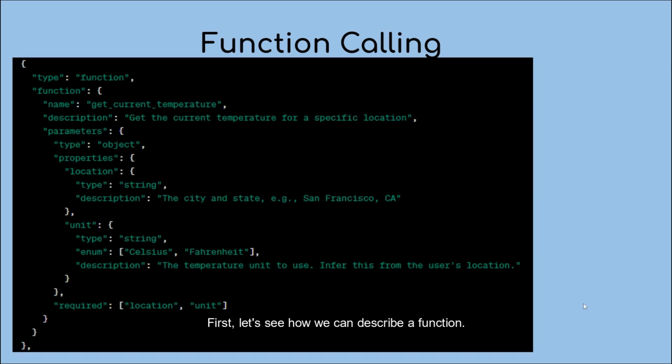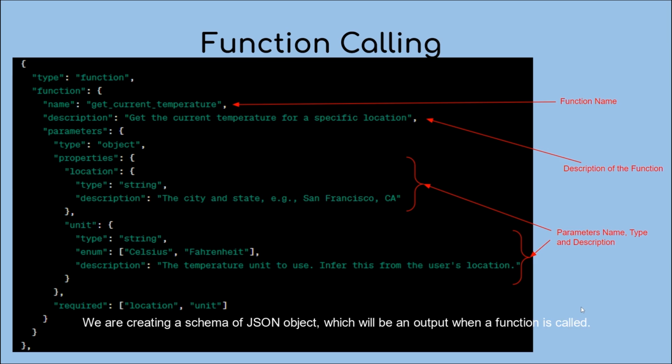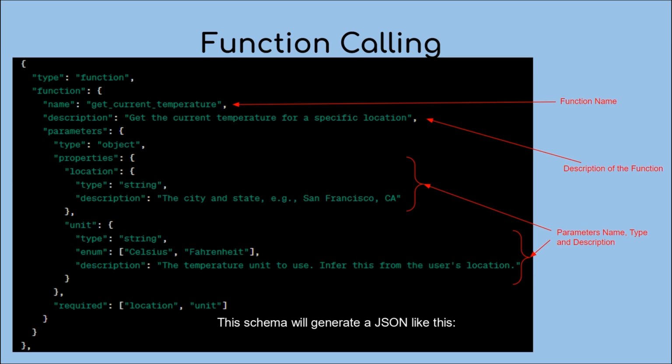First, let's see how we can describe a function. If you see this JSON, you'll see the name of the function, description, and its parameter details. We are creating a schema of a JSON object, which will be an output when a function is called. This schema will generate a JSON like this.